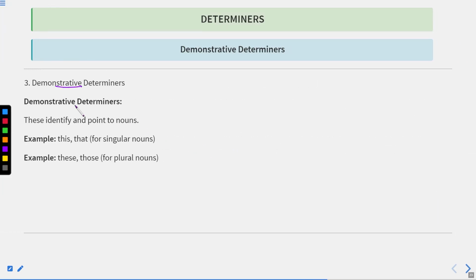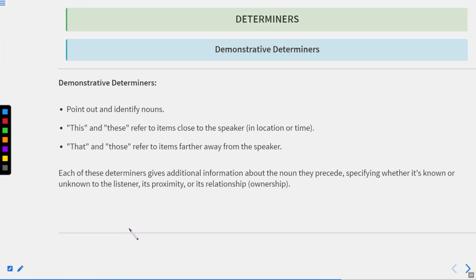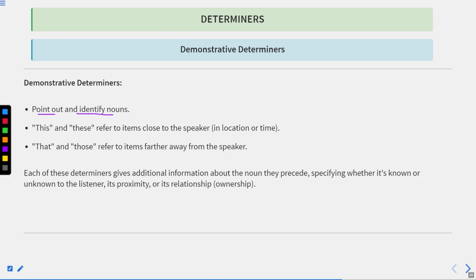Now we'll discuss demonstrative determiners. These identify and point to nouns, which means they indicate nouns. For example, this and that for singular nouns, and these and those for plural nouns. As I told you, these and those are always used for plural nouns, whereas this and that are always used for singular nouns.